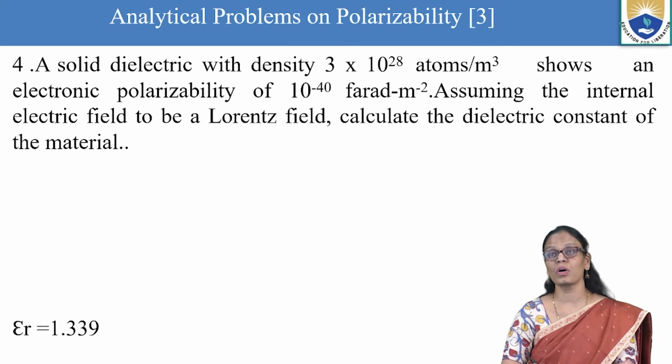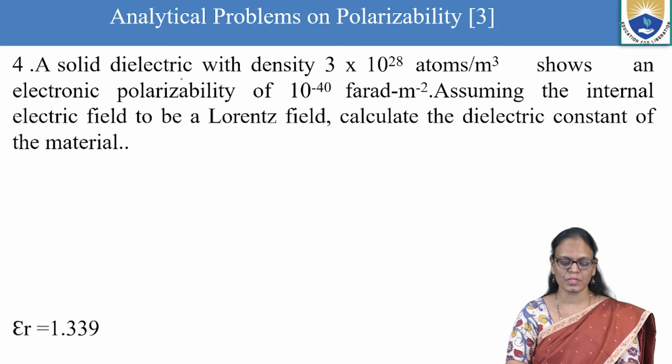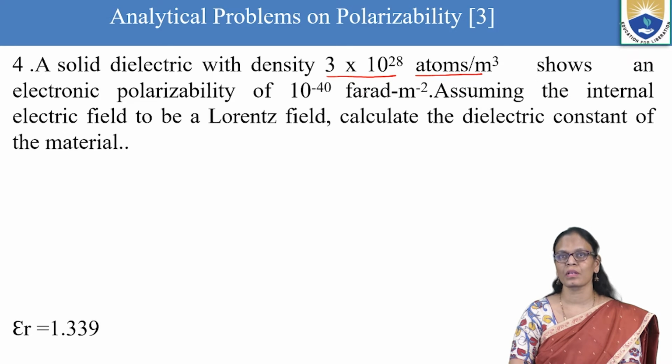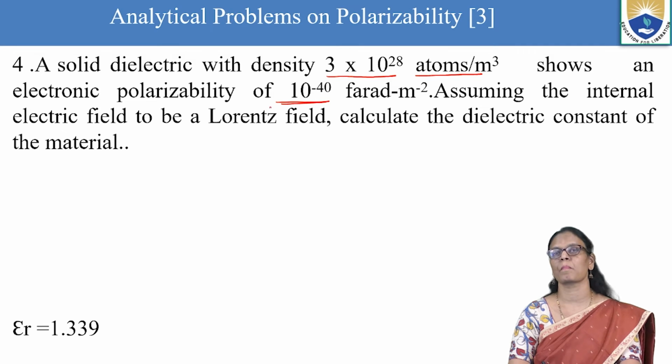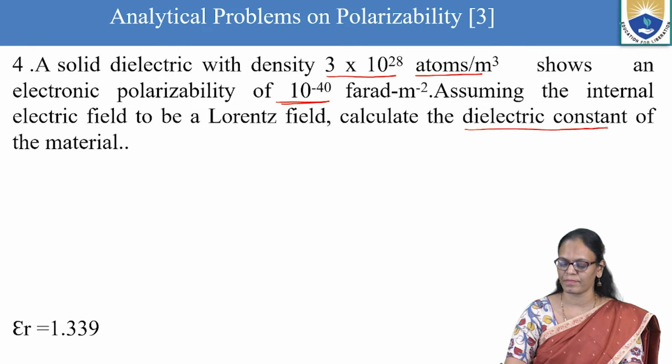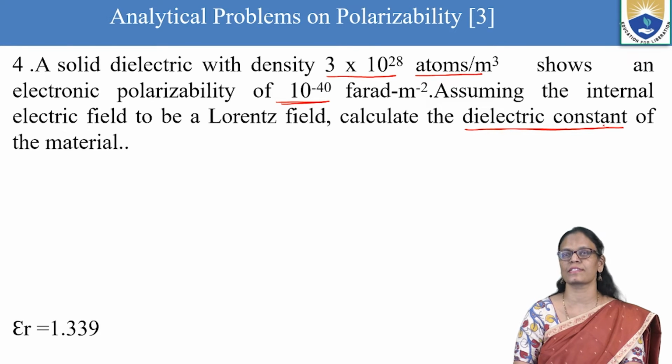Now, coming to the fourth one, a solid dielectric with density 3 into 10 power 8 atoms per meter cube shows an electronic polarizability of 10 power minus 40 farad meter square. So, assuming the internal field to be a Lorentz field, calculate the dielectric constant. So, we have to calculate the dielectric constant here.